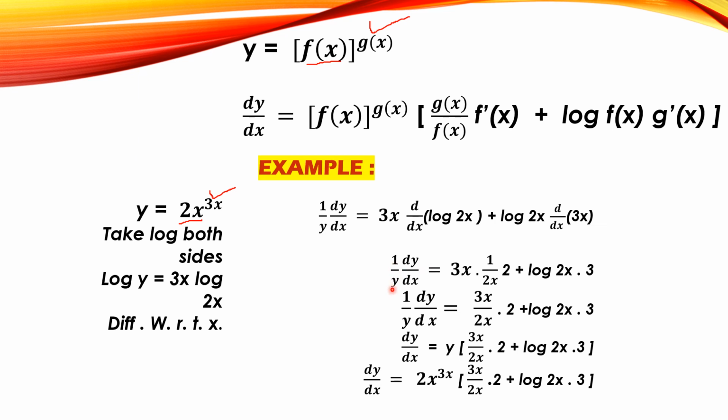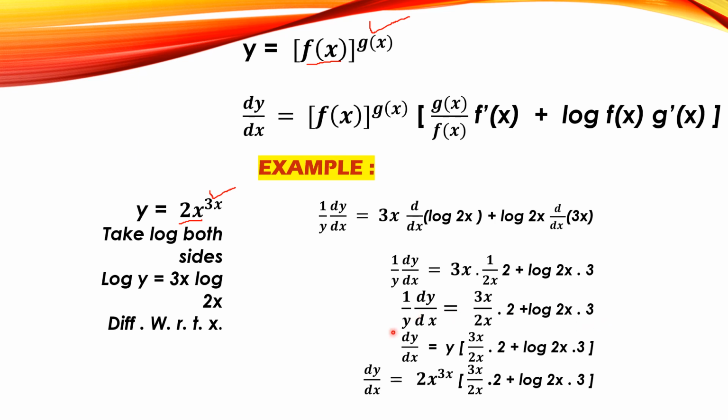So what you get is 1 upon y dy by dx is equal to 3x into, what is the derivative of log of 2x? It will be 1 upon 2x multiplied by 2, plus log of 2x into the derivative of 3x, which is 3. So you write it here. Combining both, 1 upon y dy by dx is equal to 3x upon 2x into 2 plus log of 2x into 3.